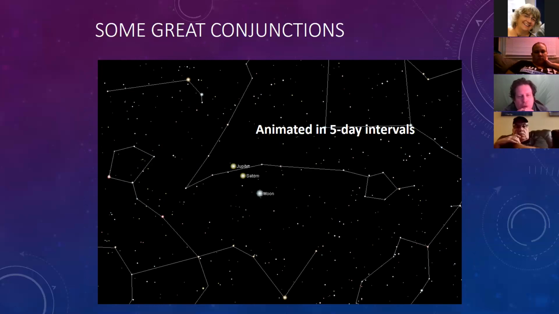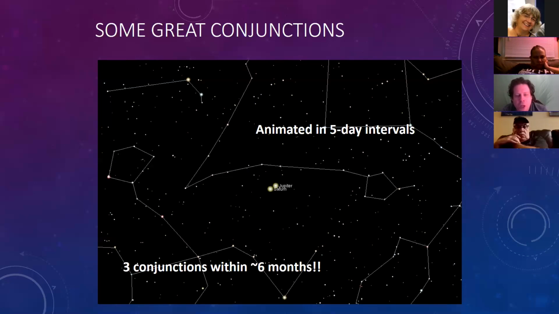Okay, so they're pulling further and further apart, and then they pause again, and you see they now start moving to the right, and they're also getting closer and closer together again. And again, not that I expected anyone to be counting in their heads, but keep in mind each jump or each frame here is 5 days. So what we had in this animation was we actually had 3 conjunctions occur within 6 months. That's why it's called the triple conjunction.